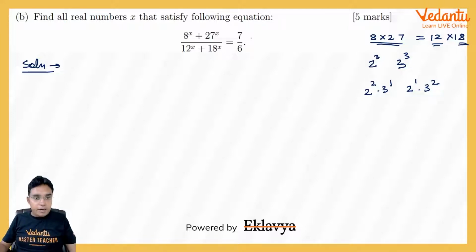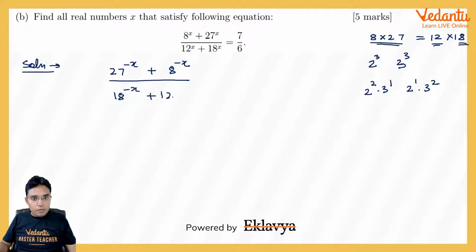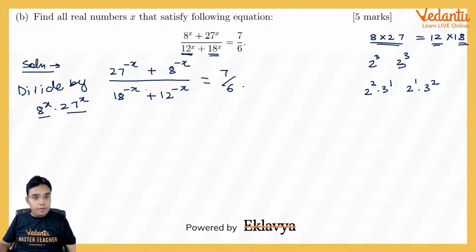In fact, someone can say that if we divide numerator and denominator by 8 power x into 27 power x, this also becomes 27 power minus x plus 8 power minus x upon 18 power minus x plus 12 power minus x is equal to 7 by 6. I hope you are looking at what I am doing. What I have done is divide by 8 power x into 27 power x, because 8 power x into 27 power x will be the same as 12 power x into 18 power x, so we get the same thing.